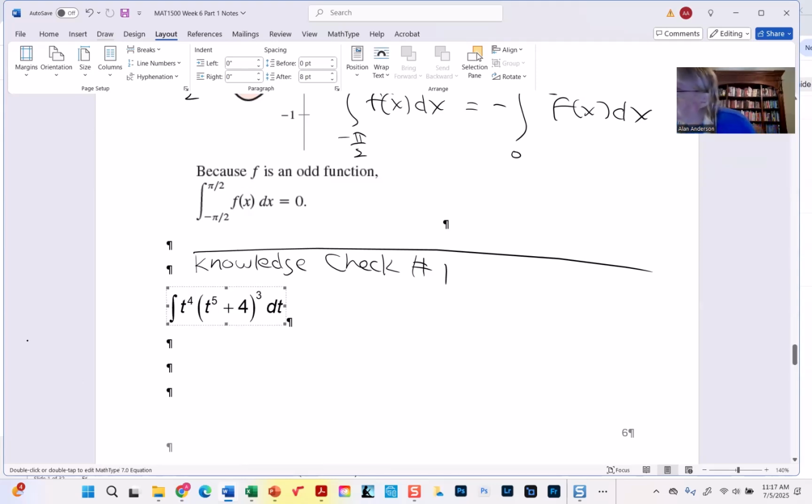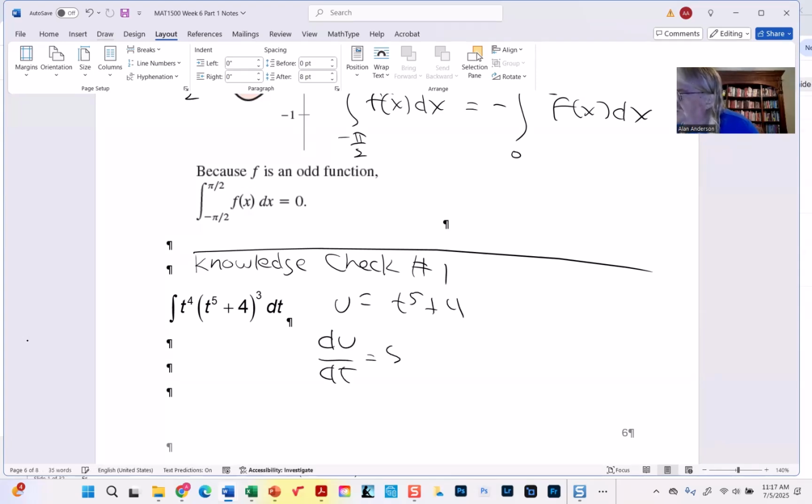All right. So why don't we try this? And oh, it's even nicer. It's easier because it's an indefinite integral, so we don't even have to change the limits of integration. Let's let u be t to the fifth plus 4. du/dt is 5t to the fourth. du is 5t to the fourth dt.